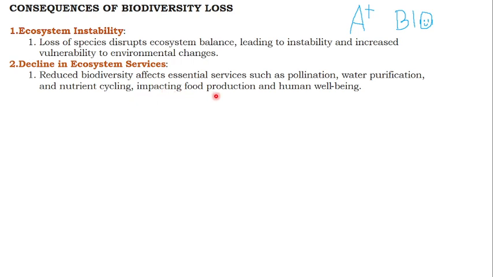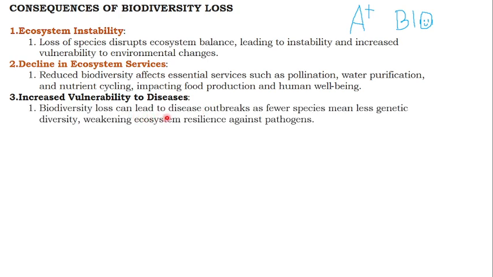Another consequence is that it impacts food production and human well-being. So there is another consequence of biodiversity loss: increased vulnerability to diseases. Nowadays we are having frequent diseases, Marburg virus, COVID-19, and so on. Those pandemic diseases are a result of biodiversity loss. Some viruses or bacteria, some parasites, some animals, have their habitat destroyed. Once their habitat is destroyed, they come closer to us. Now they cause us diseases.